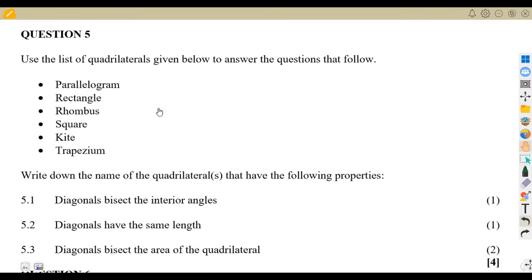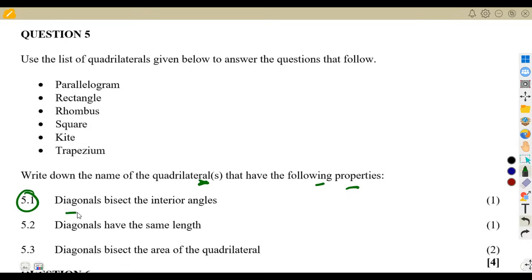Question number 5: use the list of quadrilaterals given below to answer the questions that follow. So these are the quadrilaterals: a parallelogram, rectangle, rhombus, a kite, a square, and a trapezium. Write down the name of the quadrilateral or quadrilaterals that have the following properties. It can be one answer, it can be two answers.